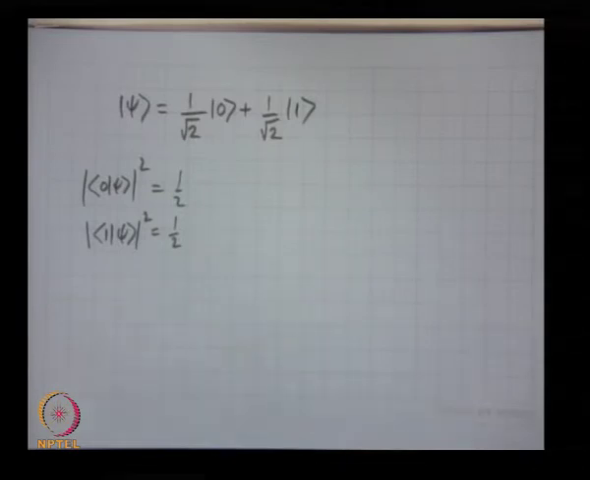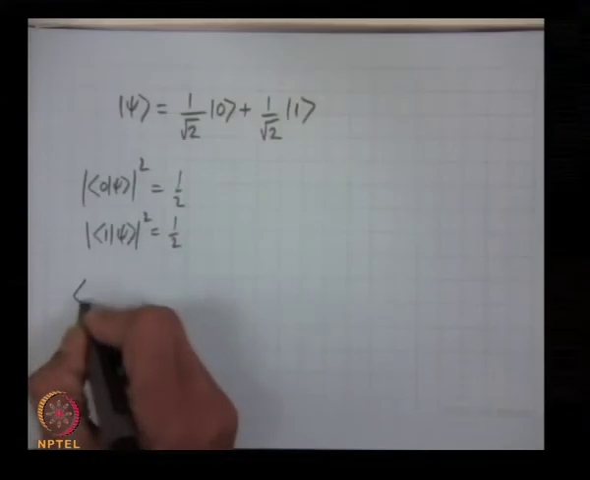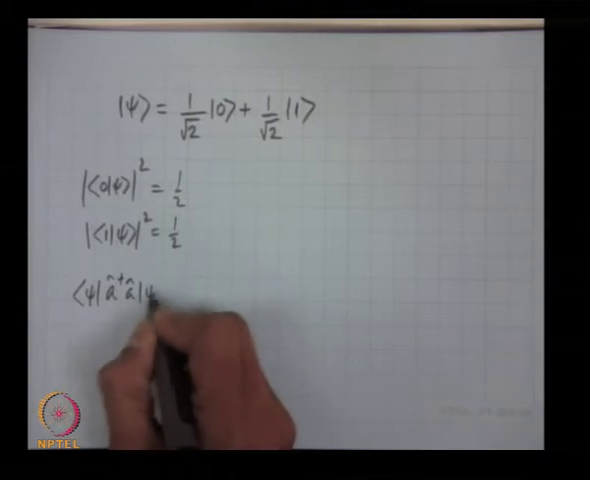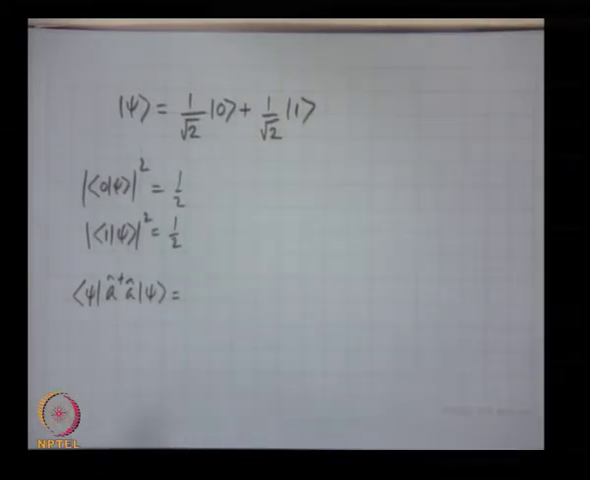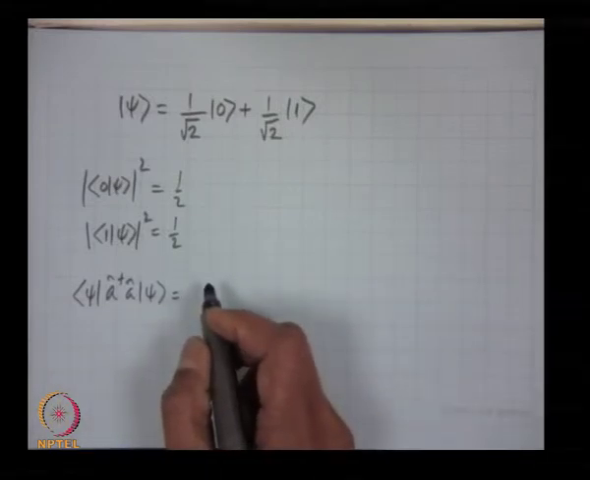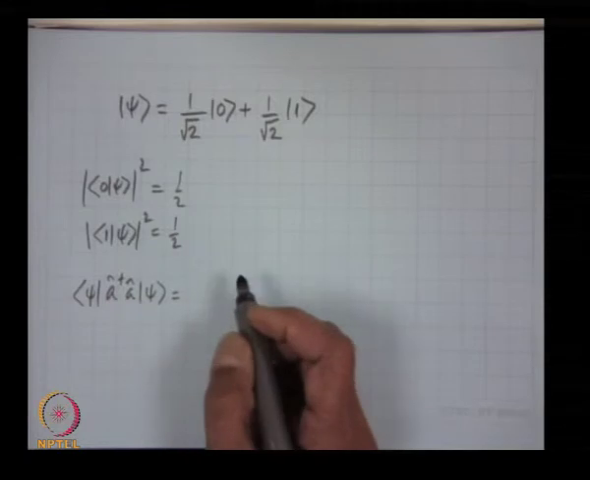Okay, now let's look at some interesting aspects of this. So let me calculate the expectation value of the number of photons in the state. So this is psi a dagger a psi. Okay, what do you expect? Half, because there is half probability of getting no photons, half probability of getting one photon. So the average will be half. Okay, so you can actually calculate.